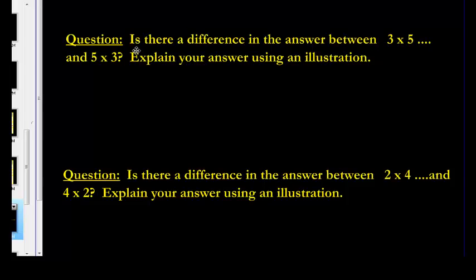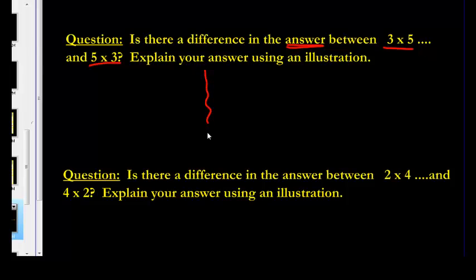The first question, it says, is there a difference in the answer? Okay, and this is the key part here. The answer between 3 times 5 and 5 times 3. And look what the difference is. We took the 3 and the 5 and we flipped them around so that the 5 is in the front and the 3 is in the back, and we get 5 times 3. Voila. Now we got to see if there's a difference in the answer between these two.